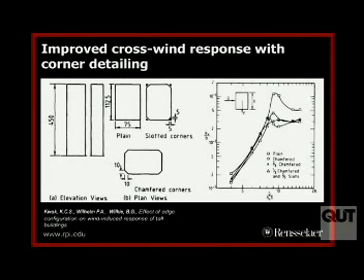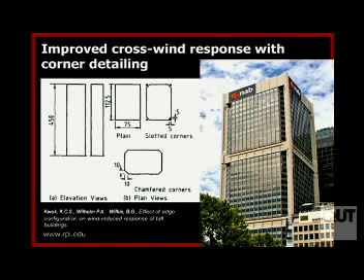So another classic way of dealing with this crosswind response is to change the shape of the structure, and cutting corners is a classic way of doing that. And here again you'll see examples of a reduced response, so we're not getting the same amount of motion, if you like, by changing the corner chamfer. And this has been put into practice over a long period of time.